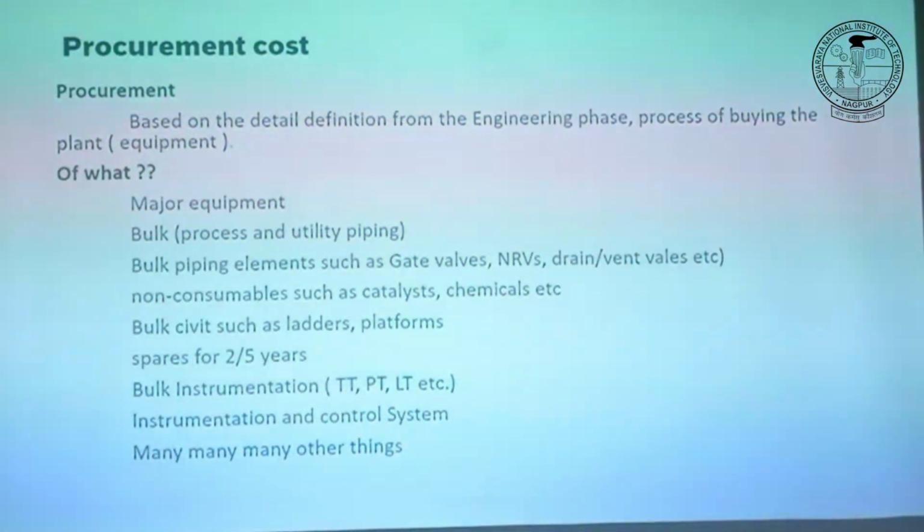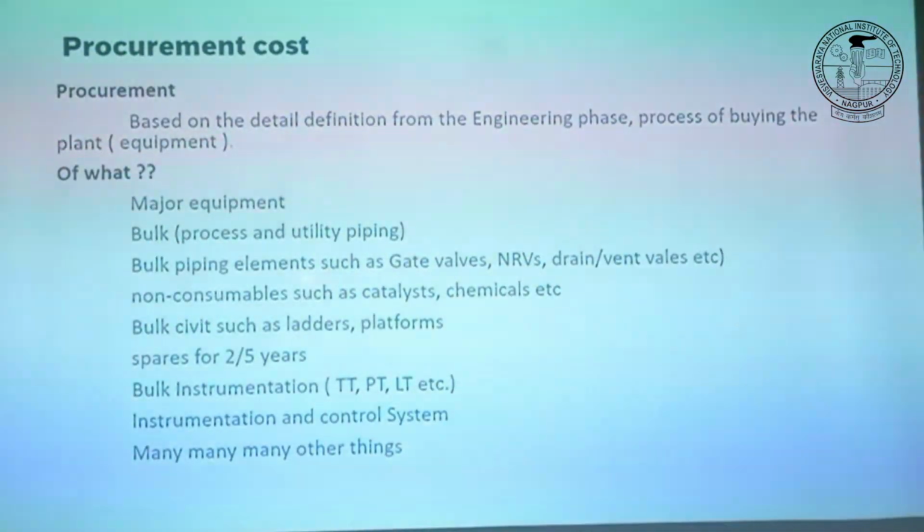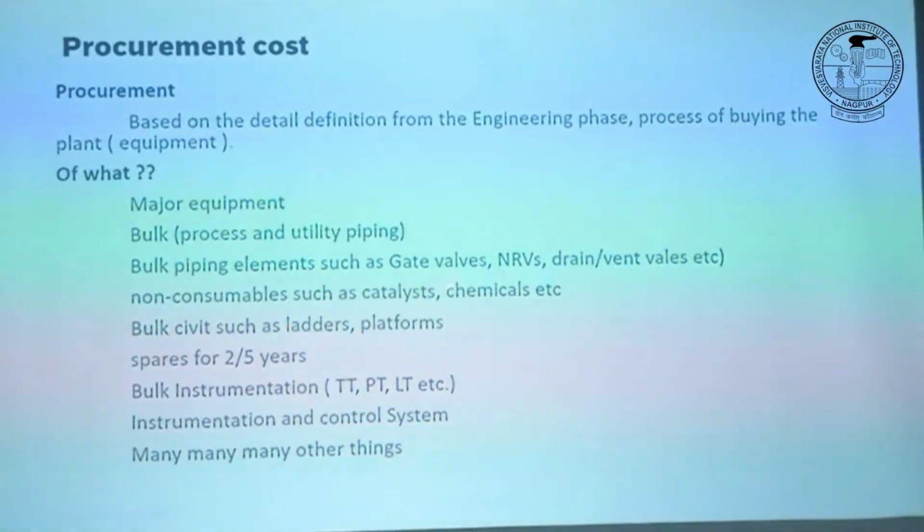So procurement cost of equipment, or all the hardware that we already talked about. Maybe quickly touching upon what exactly is included. So major equipment: reactor, heat exchanger, all those things. Bulk, we normally call all the piping. Piping means piping, support and all other piping elements, right? So apart from pipes, all kinds of valves, all kinds of non-consumables.